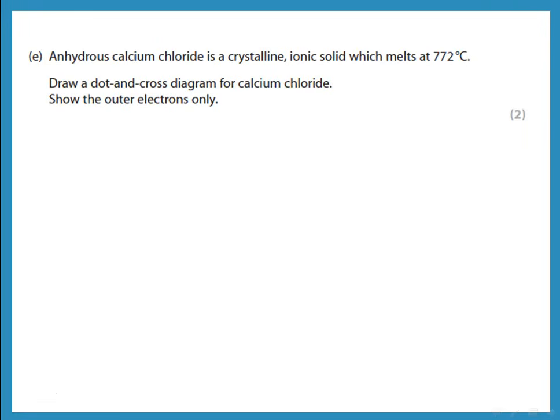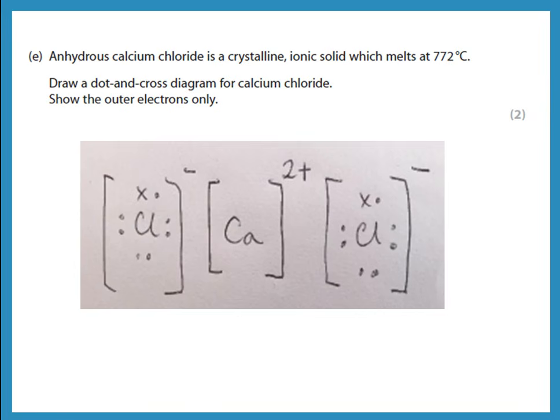Now draw a dot and cross for calcium chloride. So we're trying to draw a dot and cross of something that's ionic. Remember that we said calcium is in group 2. It has 2 electrons, so it's going to lose them and become 2+. But each chlorine has 7. It needs only 1, so we need 2 chlorines to take the 2 electrons that were donated by the calcium.